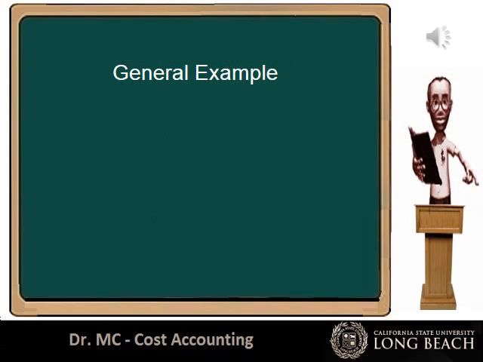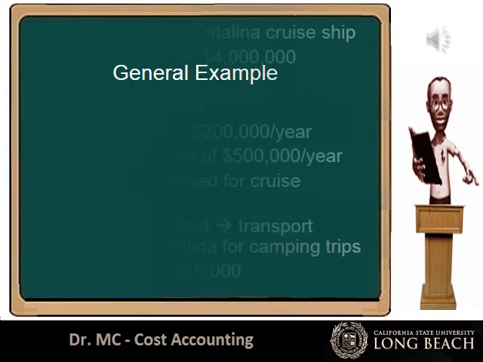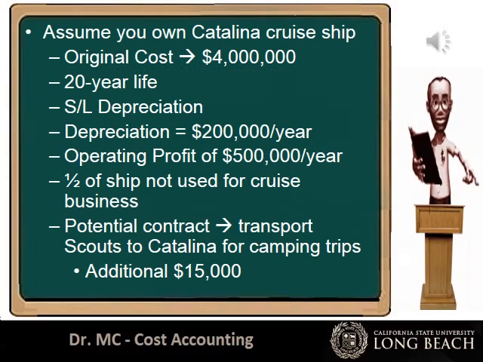Let's do a general example. Assume that you own a ship that takes passengers on a cruise to Catalina. Assume that the ship originally cost $2 million, it has a 20-year useful life and is depreciated using the straight-line method, producing an annual depreciation expense of $200,000.